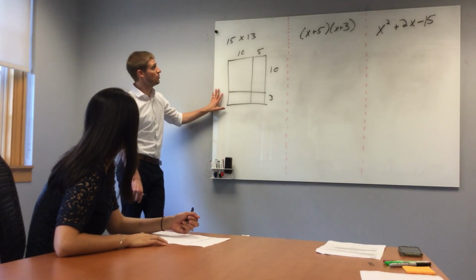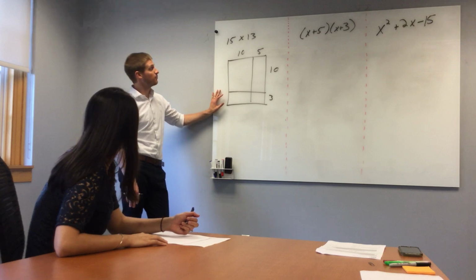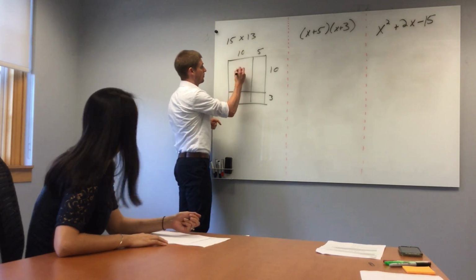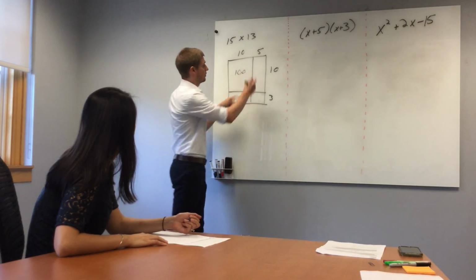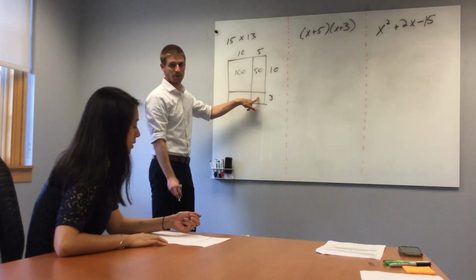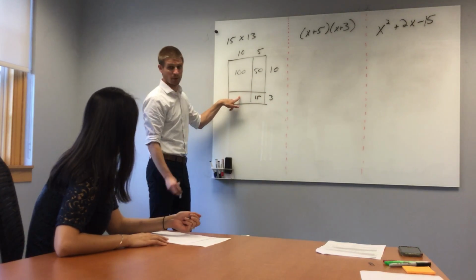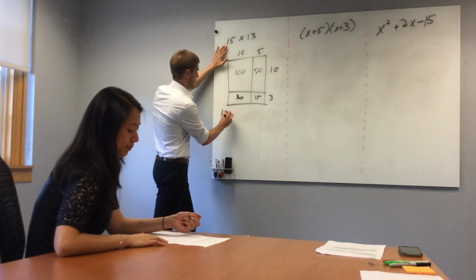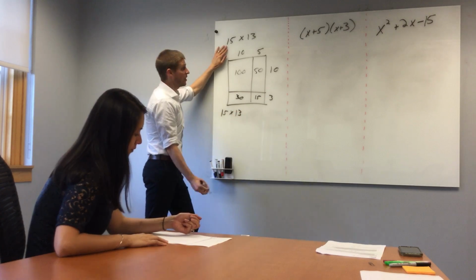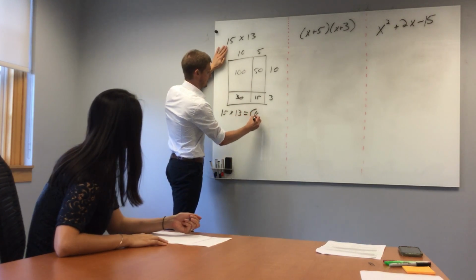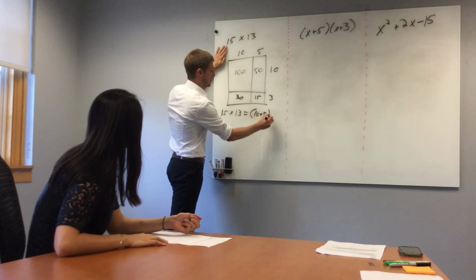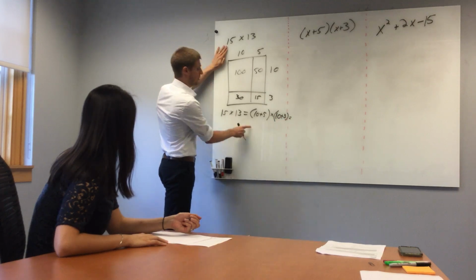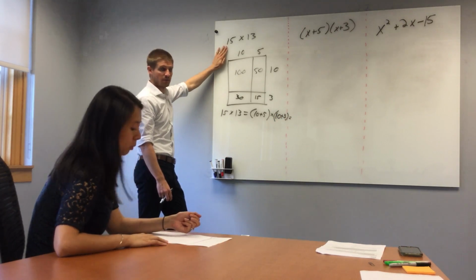Tell me what the 2 factors you're multiplying are and what the partial product would be. Yep, 10 times 10 is 100. Beautiful. 5 times 10 is 50. 5 times 3 is 15. 10 times 3 is 30. Great. And so if I have 15 times 13, what we know is that this is the same as 10 plus 5 times 10 plus 3.